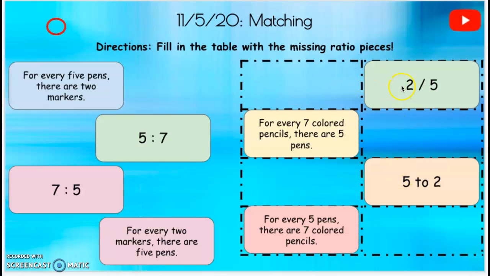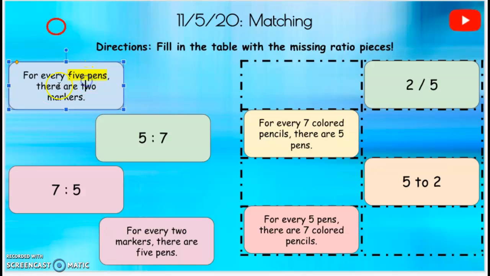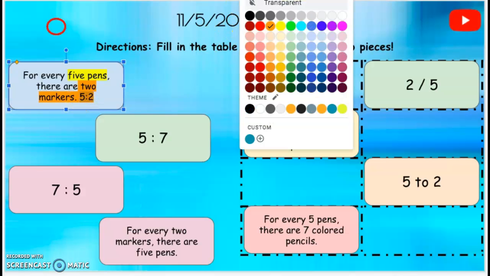ratios. So, over here, we have for every 5 pens, there are 2 markers. So what we have first is 5 pens, and then we have 2 markers. So 5 pens is going to be first, and then 2 markers. So it's going to be 5 first, and then 2. So our answer is going to be 5 to 2.